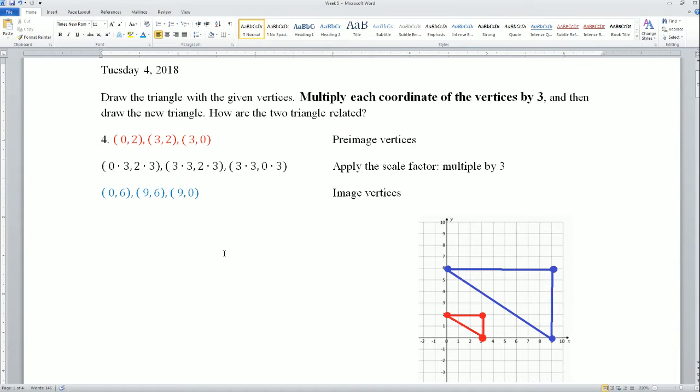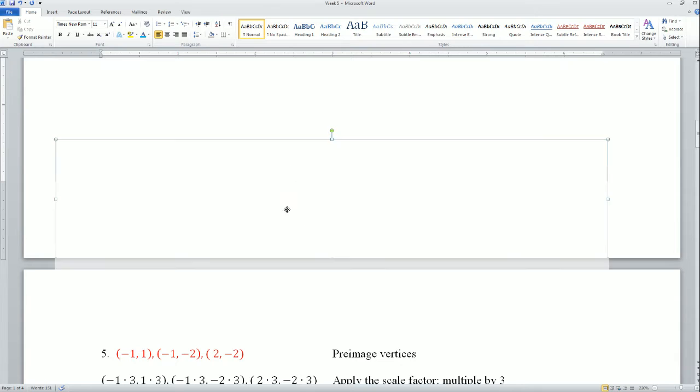What can I say? I can say that this is a dilation. What type of dilation? This is an enlargement. This is an enlargement dilation. Okay, and that's it. Those are how the two triangles are related. This is an enlargement dilation. Okay, good. Alright, let's do the next one.